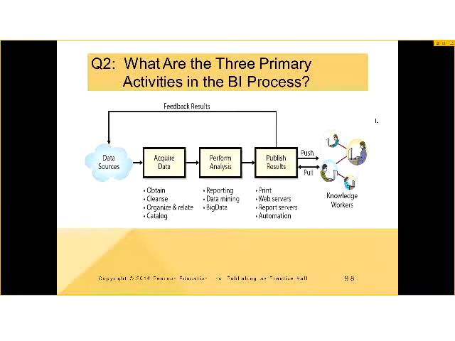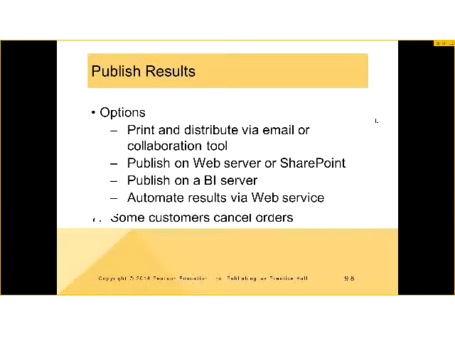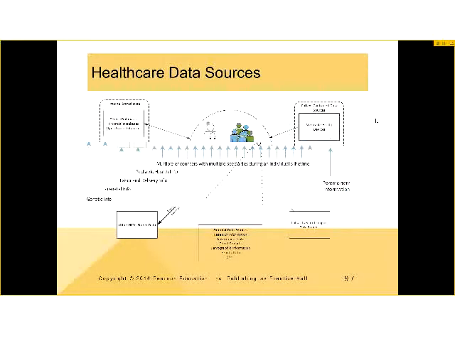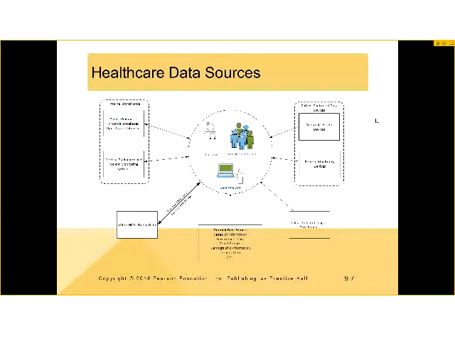Okay. So what are the primary activities in BI? The first thing is acquire the data. Next is perform the analysis on the data, then publish the results. Okay. So how do we get the data? Remember what I just showed you. Here's all the data sources. We would have to connect to each and every one of those to make sure that we can get all of the data that normally would be available for us to make a great decision.